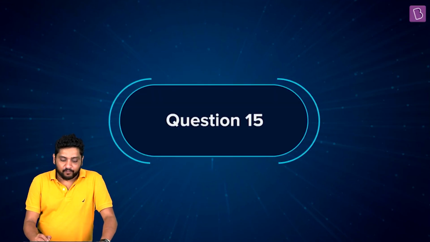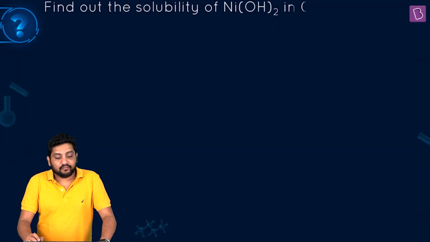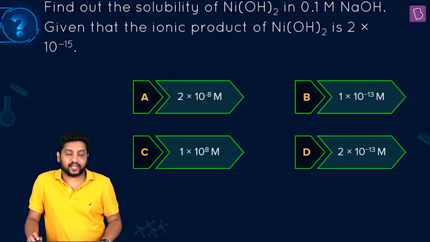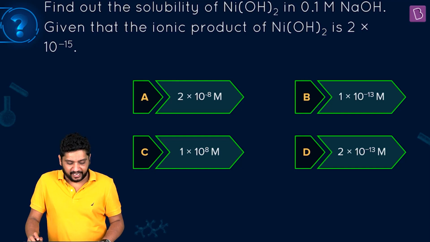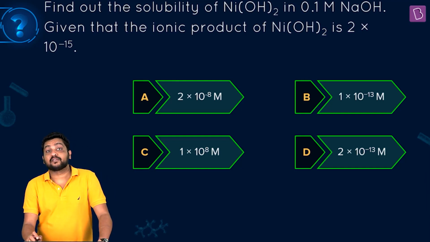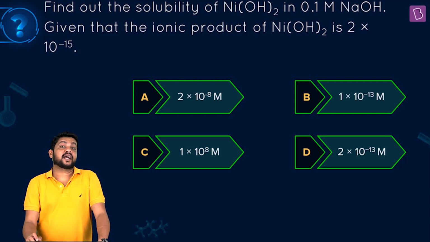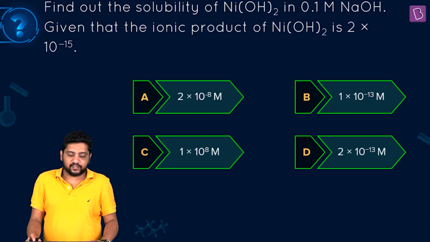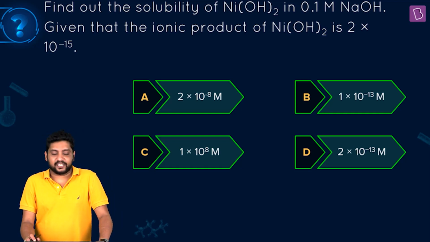Okay, now let's look at the next question. What does it say? It says, find out the solubility of Ni(OH)2 in a 0.1 molar NaOH solution, given that the ionic product of Ni(OH)2 is 2 into 10 to the power minus 15. So this is from our ionic equilibrium chapter, specifically from the part towards the end of ionic equilibrium, which is called solubilities, the solubility of sparingly soluble salts.